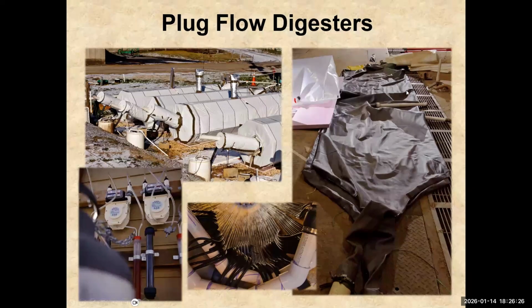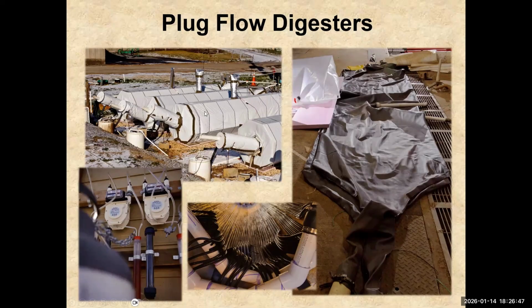And additionally, these plug flow digesters were equipped with heating elements. It had a kettle as well as radiant piping. The kettle was used to actually heat up the influent manure to 28 degrees C before we actually introduced it into the plug flow digester.